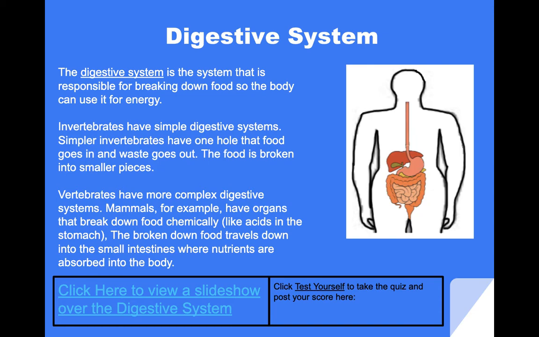We have stomach acid, and we learned about stomach acid in infection detection too, because we know that sometimes when we eat things with germs, the stomach acid takes care of some of those. Obviously not all, so be careful what you eat. The broken down food travels down into the small intestines where nutrients are absorbed into the body.